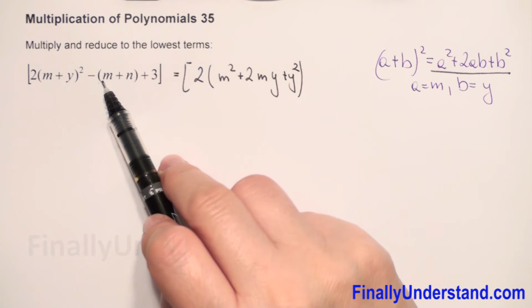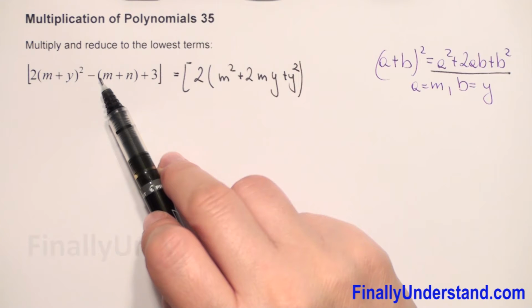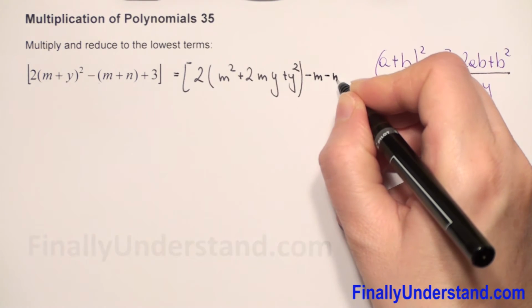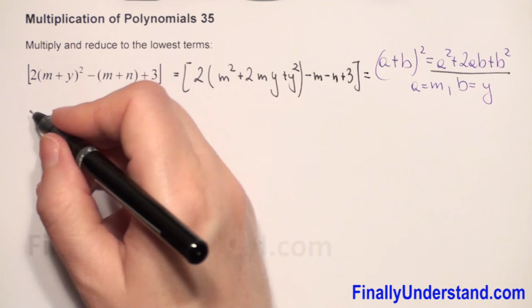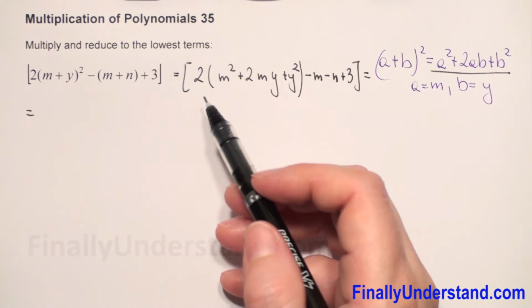It means we have to change every sign in the parentheses to its opposite. When we don't have a sign, it's always positive. So now it will be negative m plus 3, close brackets. So this is equal. Next, we have to do multiplication.